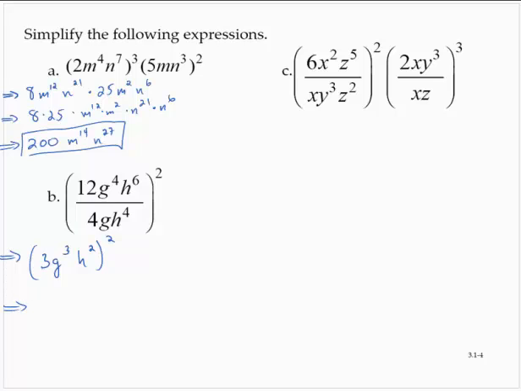So that would yield 3 to the second, which is 9. g to the third to the second, multiplying exponents, that's g to the sixth. h to the second is h to the fourth.